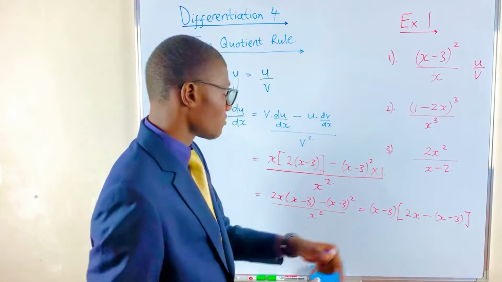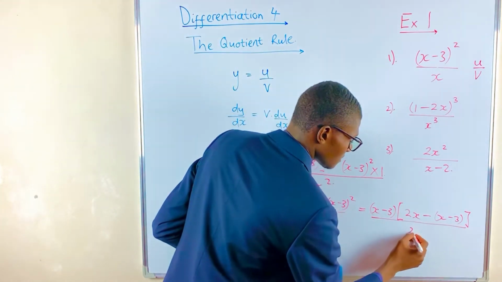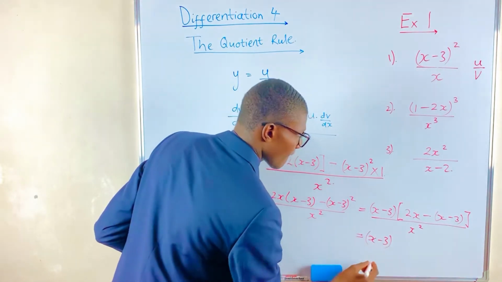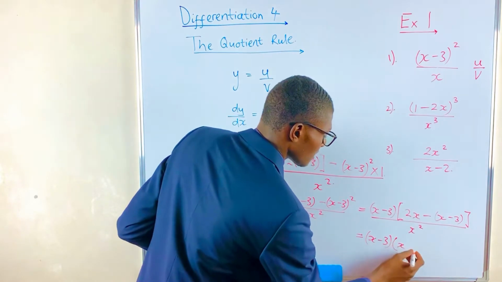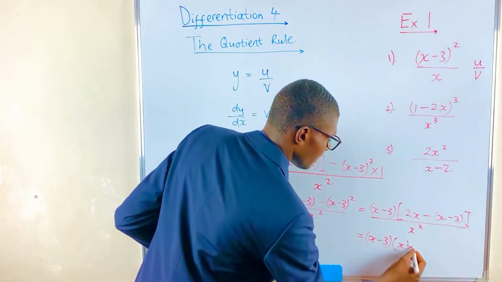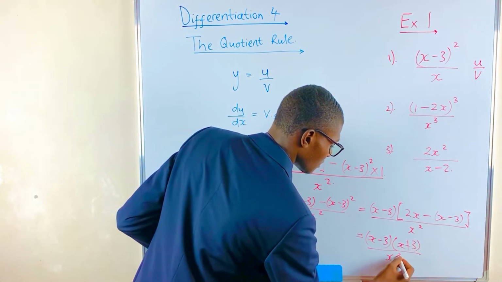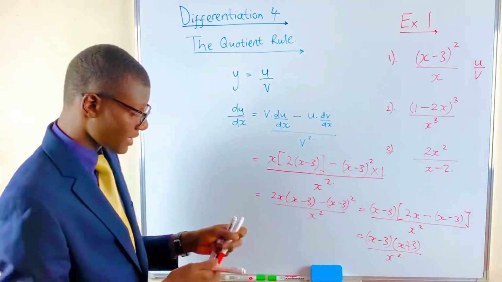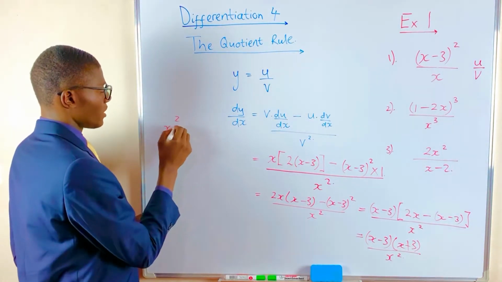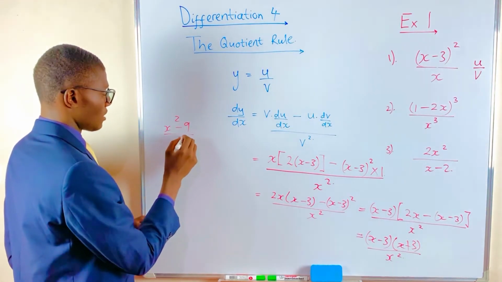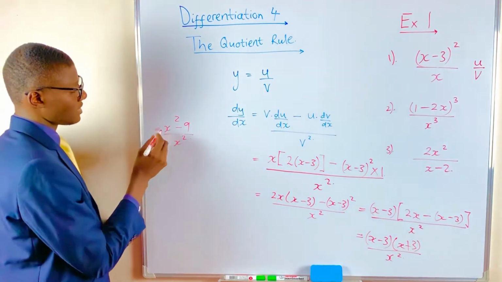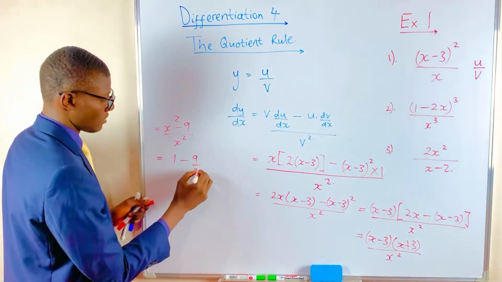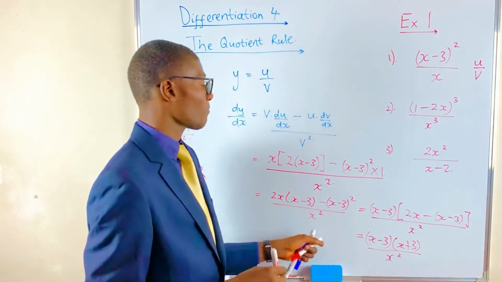Then from there we can remove these brackets, all over x squared. So we have (x minus 3) times, 2x minus x gives an x, and then minus 1 times minus 3 gives a plus 3, over x squared. This becomes the solution. We can also expand this to give x squared minus 9 over x squared. Splitting this, x squared over x squared gives 1 minus 9 over x squared. That becomes the answer for the first part.